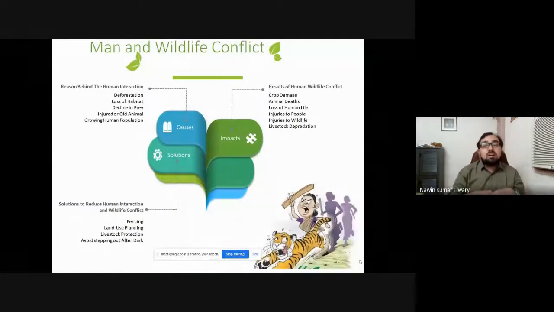So I'll just quickly show you a couple of pointers here. What is the reason behind human and wildlife interactions and conflicts? Deforestation, loss of habitat, decline in prey, animals who got injured. Now this is important. You would have heard of many tigers becoming man-eaters. They are going into villages and killing people. If you read Jim Corbett and Kenneth Anderson, they give excellent narratives of all the man-eating tigers of India and man-eating leopards as well. Most of these man-eaters are animals who have got injured and who are old animals. They have lost their ability to hunt in their natural habitat. So they go out into the villages and target one of the easiest prey animals. And one of the easiest prey animals is us. So that's why these tigers are becoming man-eaters.